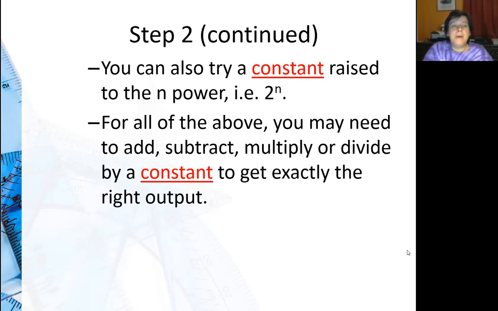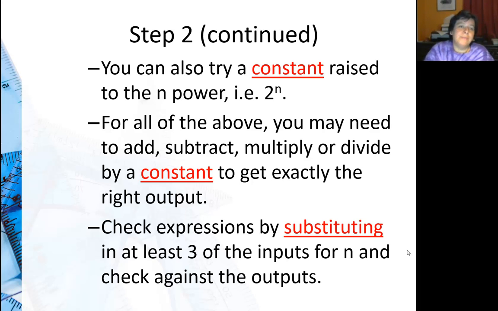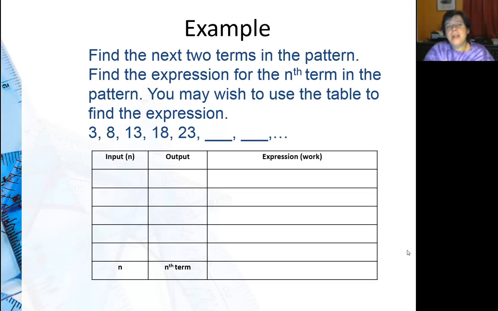And for all of the above, you may need to add, subtract, multiply, or divide by a constant to get it exactly right. So you might need to tweak it, mostly by adding or subtracting a constant. And check the expressions by substituting in at least 3 of the inputs for n, and check against the output. So for a certain value of n, you should get the same output for your expression. So what does that mean? Well, let's go ahead and do an example.